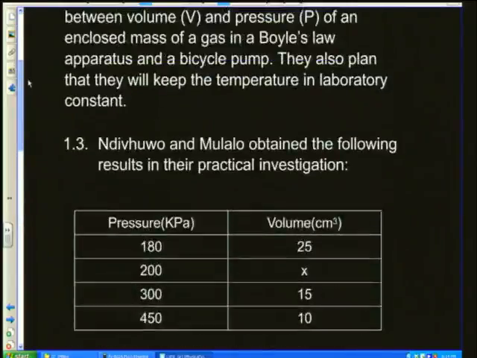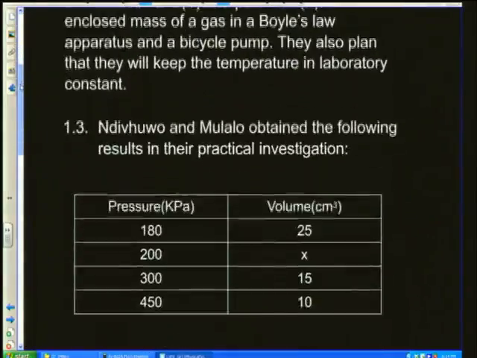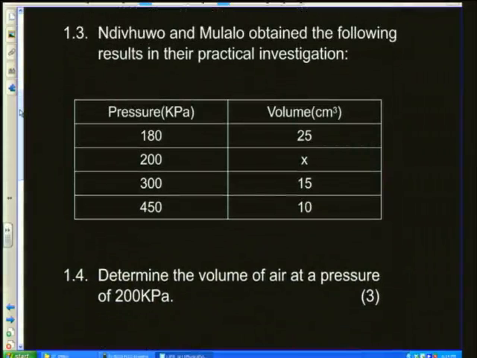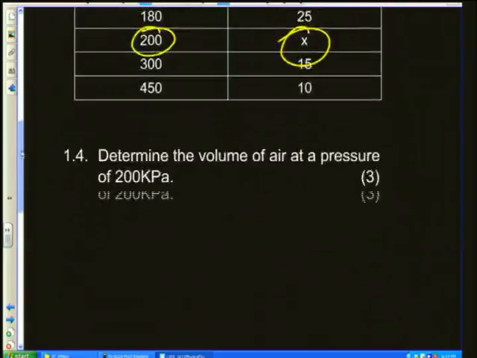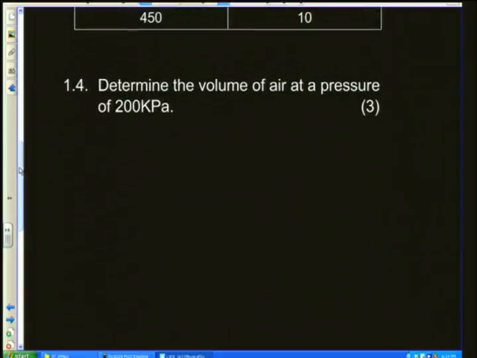Now we missed something here. Let's look at this table. So we have 200 kPa over there, and we have X volume. Now, the question is, let's determine the volume of air at a pressure of 200 kPa. So we are determining the volume of air at the pressure of 200 kPa.